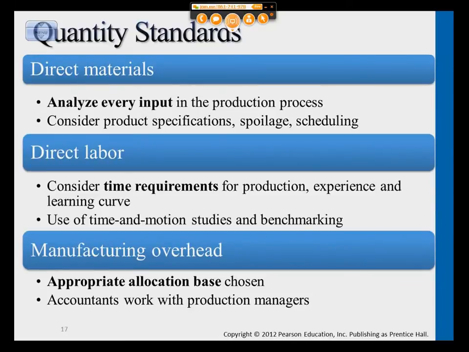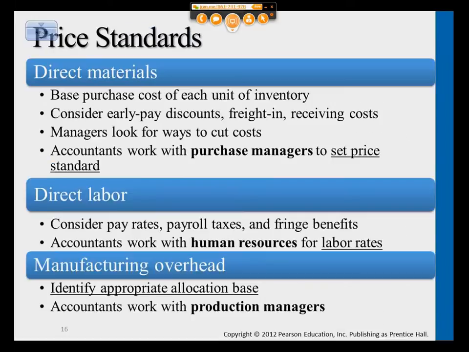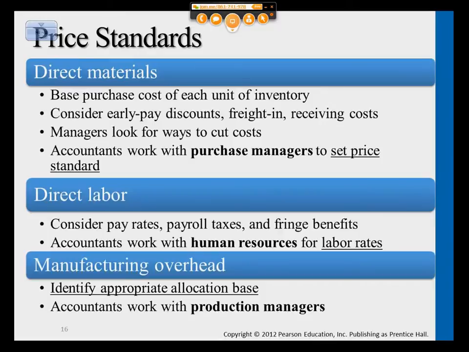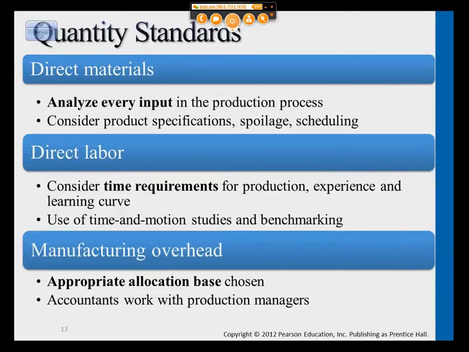Now, what are the quantity standards, right? We just said that standard costs have two parts, right? Price and quantity. We just discussed price standards. Now let's look at the quantity standards. They again have three parts: direct materials, direct labor, and manufacturing overhead.